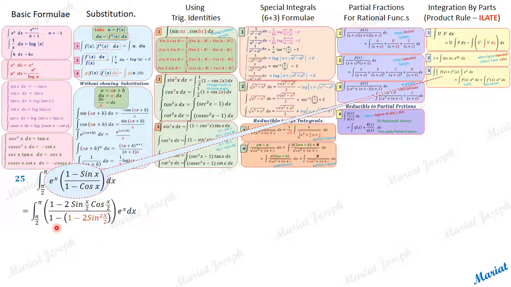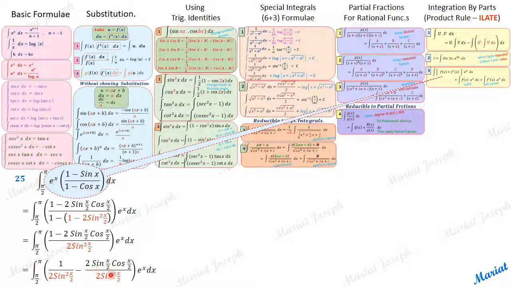Here this 1 and 1 get cancelled, and minus of minus, the term is positive in the denominator. And in the numerator we have two terms. Let us now separate this into two terms. This 2 sin square x by 2 I'm giving to both like this.